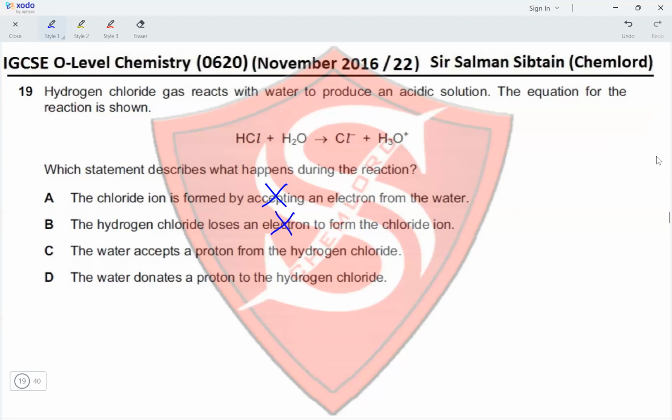The water accepts a proton from the hydrogen chloride. Yes, it accepts the H+ ions from hydrogen chloride. This is correct. The water donates a proton to hydrogen chloride. No, water is accepting the H+ ion, not donating an H+ ion. Here, proton refers to the H+ ion. So, H+ ion is being accepted by water. Therefore, option C is the correct option for this question.